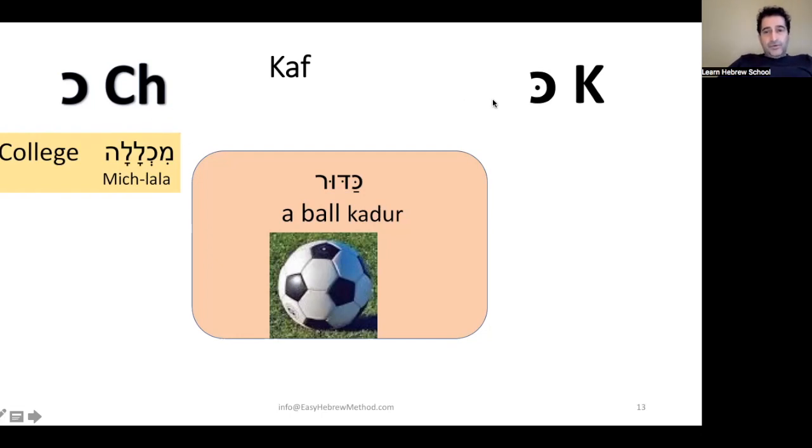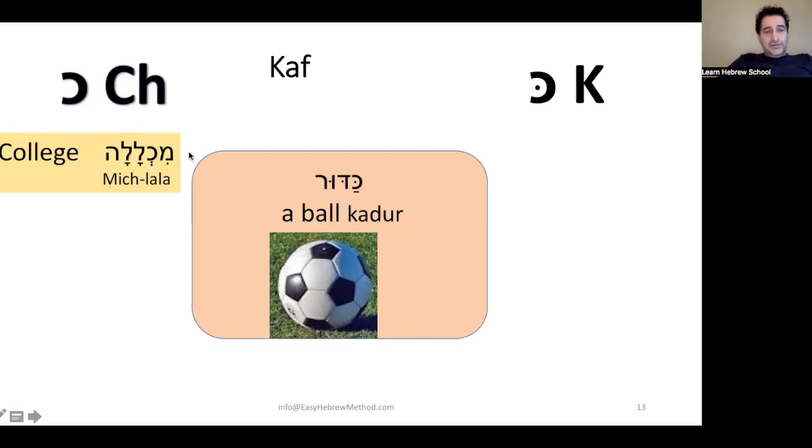An example for a word that starts with kaf is kadur. Kadur, the kaf has a flat line, a patach, underneath it, which sounds like a. There's a daled with a dagesh in the middle. I'll talk about that in future lessons. It doesn't matter now when we pronounce it. There's a vav, a vowel with a dot in the middle that sounds like u, and a resh. And the word is kadur. Kadur is a ball. Kadur is also a capsule or a pill that you take, a vitamin or a medication. It's also called kadur.